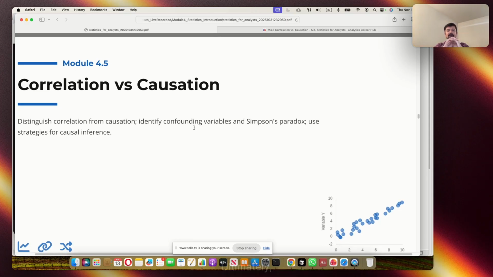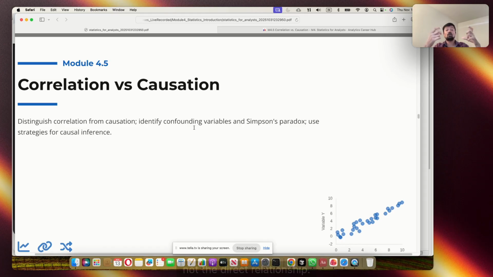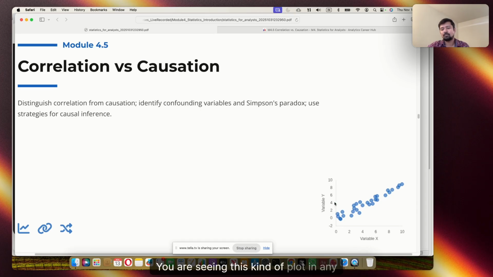So we'll go to correlation versus causation. Ultimately, we are trying to distinguish correlations from causations, and we are trying to identify whether two things moving together actually have a direct effect from A to B, or whether those are just associations that we are seeing, not a direct relationship. We need to identify the confounding variables, understand Simpson's paradox, and study strategies for causal inference. You see this kind of scatter plot in any association study, any correlation study. When variable x is increasing, variable y is also increasing or decreasing, and that's how you measure the correlation.